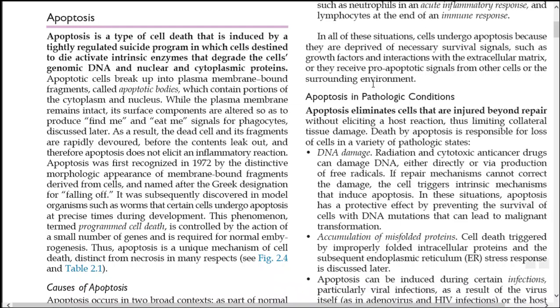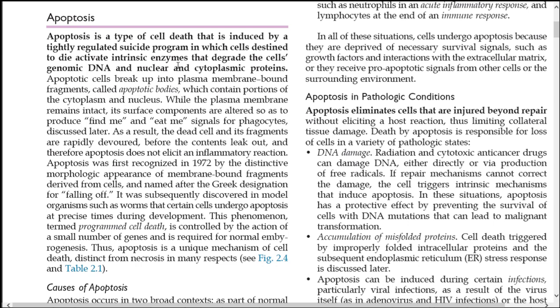So good evening all. Today I'm going to discuss apoptosis in detail. Before that, let us see what apoptosis is. Apoptosis is a type of cell death produced by a tightly regulated suicidal program in which cells destined to die activate intrinsic enzymes that degrade the cell's genomic DNA, nuclei and cytoplasmic protein. In short, apoptosis is nothing but programmed cell death.